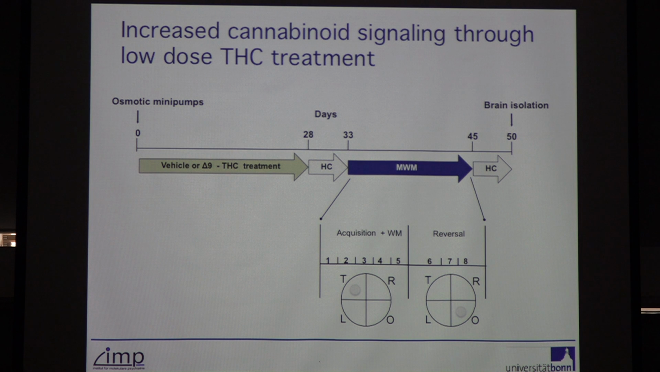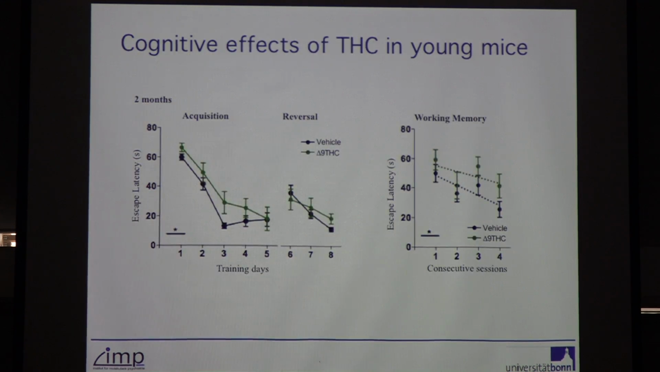They released a very low dose of THC, just 3 milligrams per kilogram per day, which is so low that we do not see any behavioral effects. So in the animals that we perform our tetrad of assays on, we cannot detect the activity. And we performed the Morris water maze first. Now these are the results.